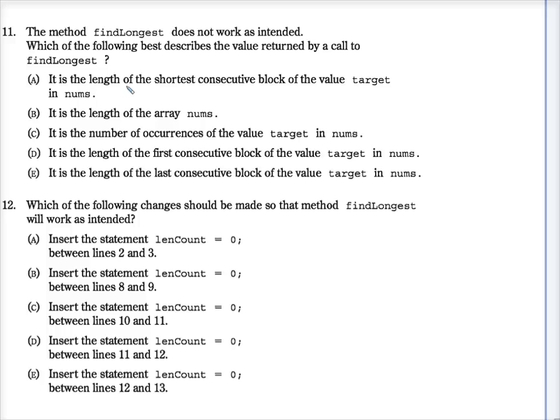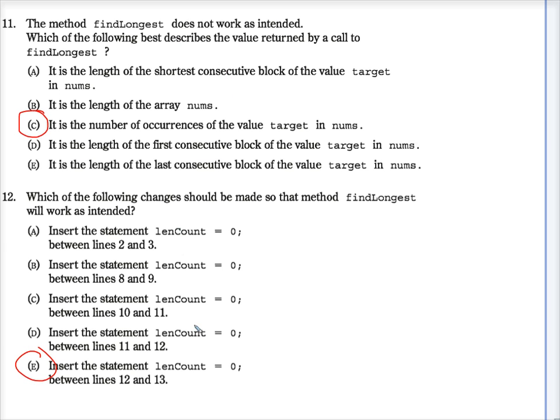In number 11, the problem that happens if you don't know that the answer to number 12, as I just outlined, is E, the error that occurs logically is that instead of finding the longest sequence of numbers, the value returned by this method actually just finds the number of occurrences of target. Whatever target is, it returns that number of values.